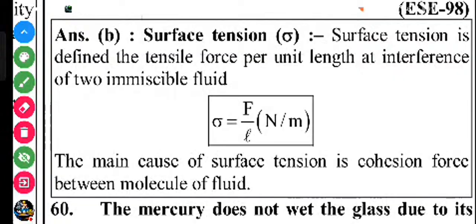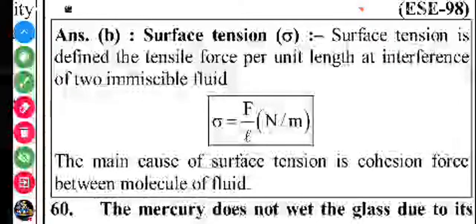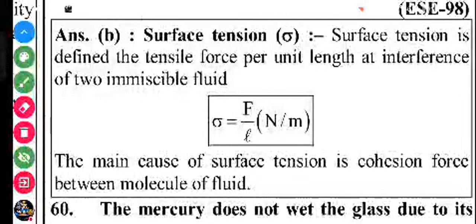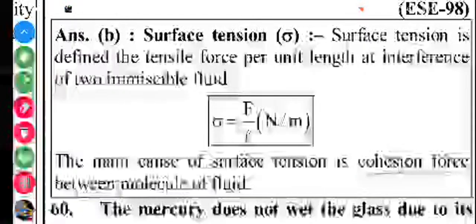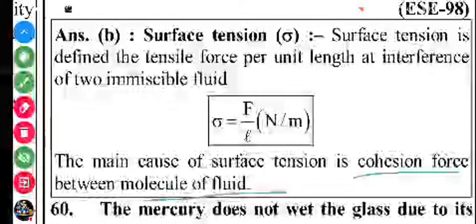Surface tension. What is the surface tension? Surface tension is defined as the tensile force per unit length at the interface of two immiscible fluids. The main cause of the surface tension is cohesion forces between the molecules of the fluid.